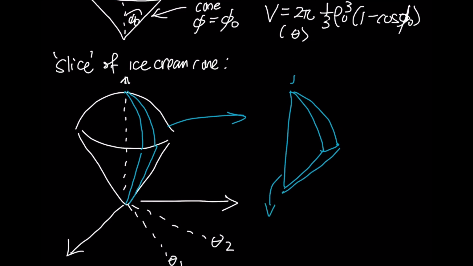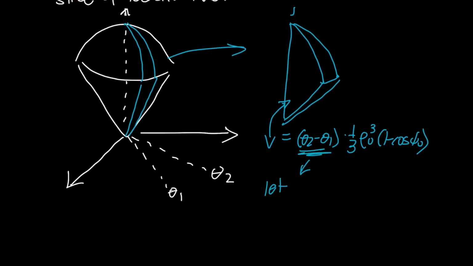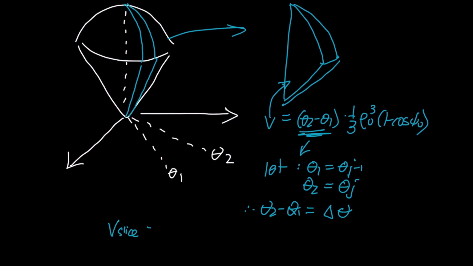Rather than having a 2 pi in the front, which came from a full rotation, the volume of this particular slice is going to be theta 2 minus theta 1 times 1/3 of rho naught cubed, 1 minus the cosine of phi naught. So now if we let theta 1 be theta of j minus 1 and theta 2 be theta of j, our two generic values, then this theta 2 minus theta 1 is simply our delta theta. So the volume of this slice is just 1/3 rho cubed, 1 minus cosine of phi naught, delta theta.